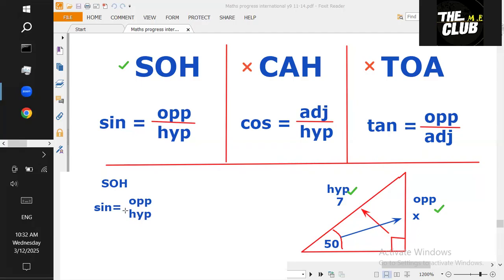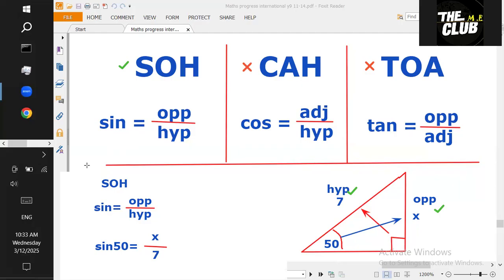Now, after writing the formula, the next thing you do is what? You put the numbers, substitute the numbers. So sine of the angle, so sine of 50. So we write it like this, sine of 50 equals the opposite, which is x, over the height, which is 7. Okay. Follow the right steps. Don't jump into steps because you might make mistakes and you can't fix them. So you have to write step after another so you know what your mistake is.